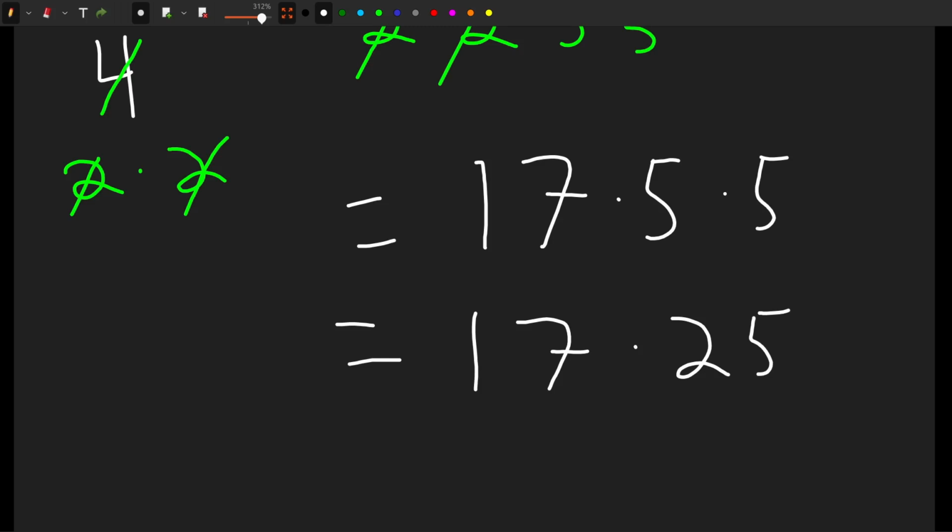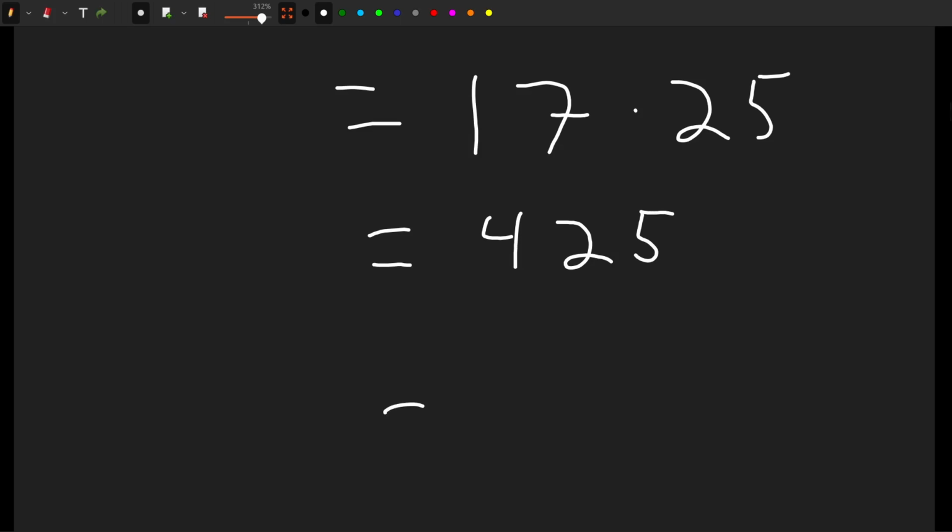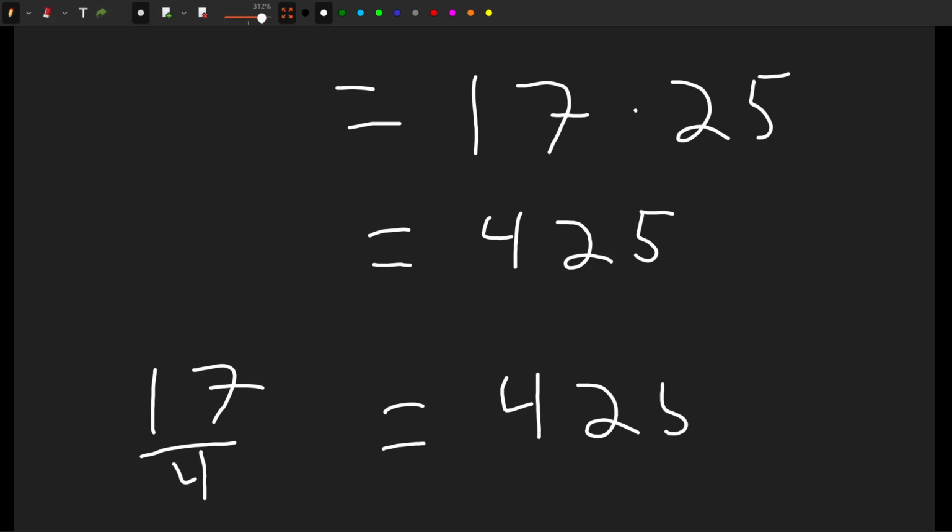And this is a long shot, but if you know 16 times 25 is 400. Every four groups of 25 is 100. So 4 times 25 is 100. 8 times 25 is 200. 12 times 25 is 300. 16 times 25 is 400. So if you add one more, 17 times 25 is going to be 425. And so at the end, in order to convert this as a percentage, we have 17 over 4, and we simply just add the percentage sign, and we have 425%.